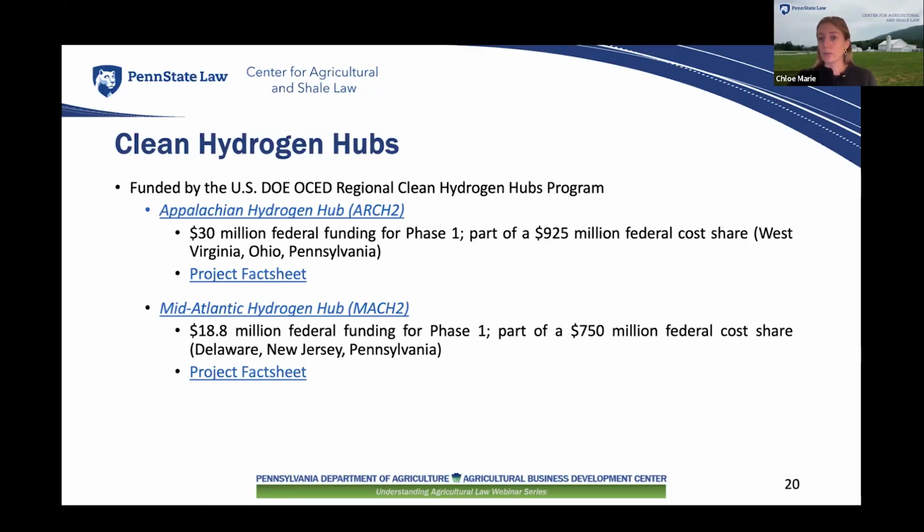So supporters of the legislation argue that establishing a regulatory framework for developing carbon storage facilities not only lays the groundwork for producing clean hydrogen, but also attracts more federal funding and investment to the state. They believe this will lead to increased job creation and economic opportunities for Pennsylvania.